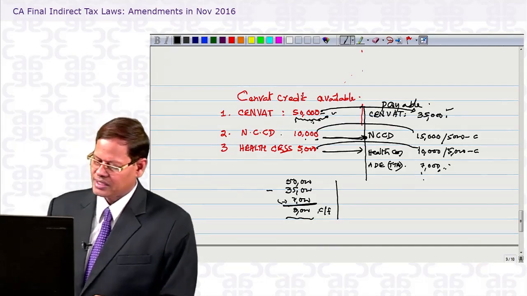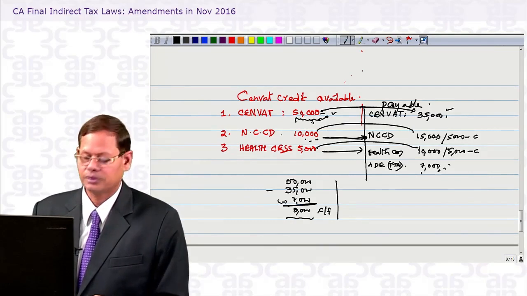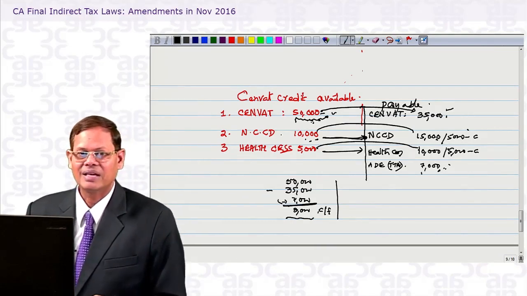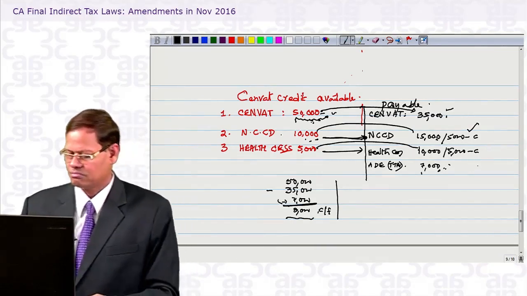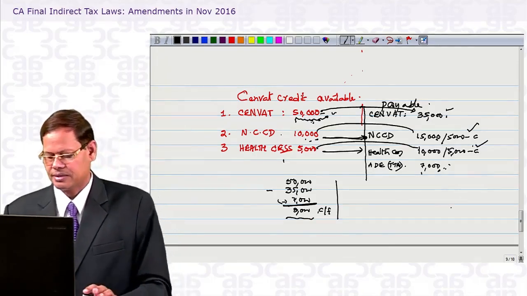And what about the NCCD? NCCD 10,000 available, NCCD payable 5,000. Balance you have to pay in cash. Same is the case with health cess. Balance you have to pay in cash.